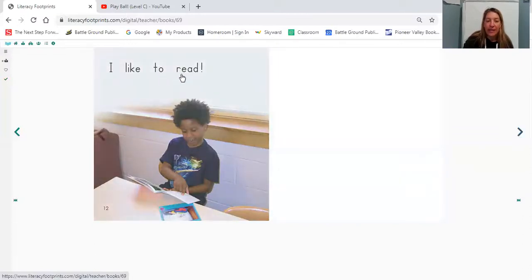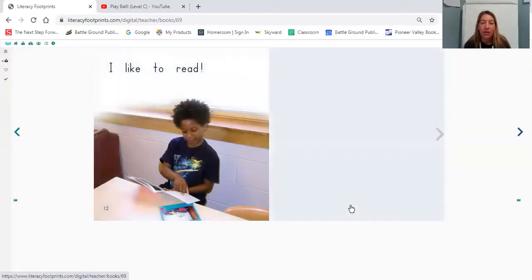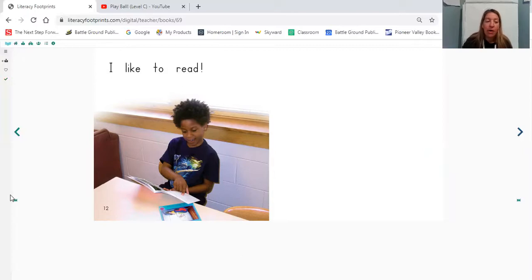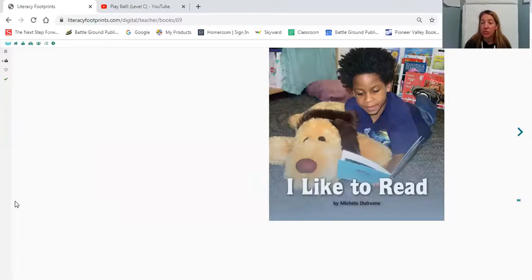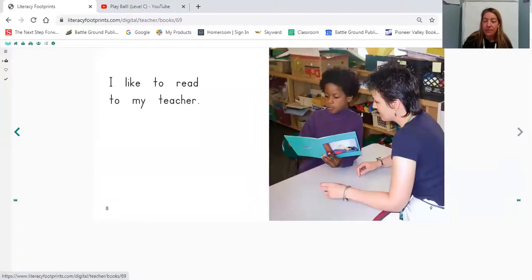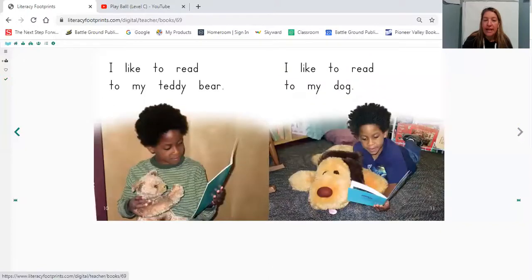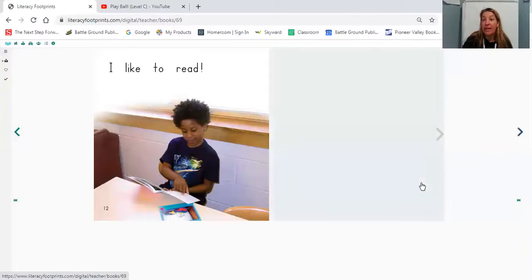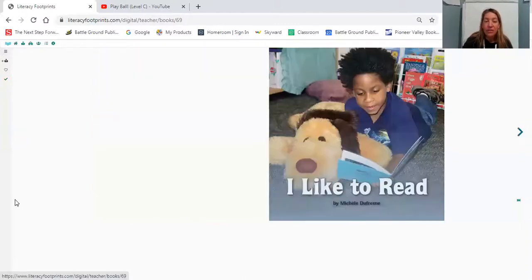I like to read. So on this last page, the author uses an exclamation mark right here to tell us, the reader, how much this boy likes to read. There's an exclamation mark there to make us understand that he's excited about reading. He really likes to read. Can you think about all of the people or things that this boy liked to read to? See if you can think of three people or things that this boy liked to read to. Good. So if we remember, he liked to read to his friend, his dinosaur, his teacher, his teddy bear, his dog, and himself.